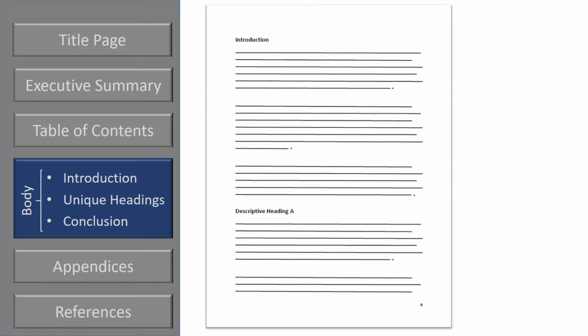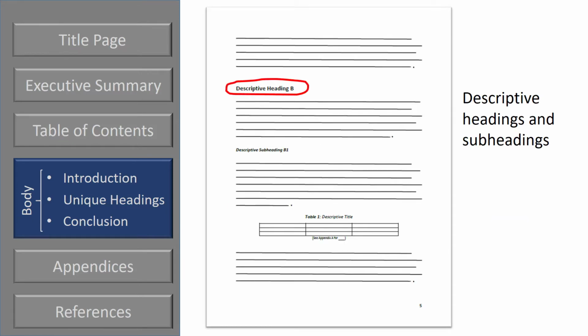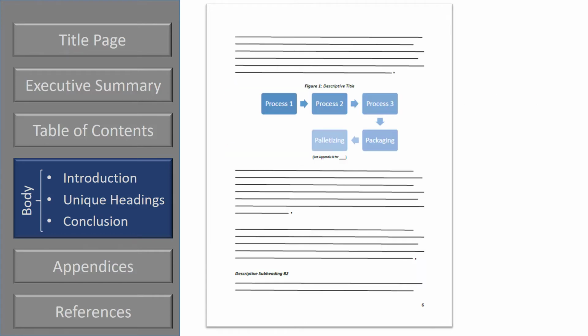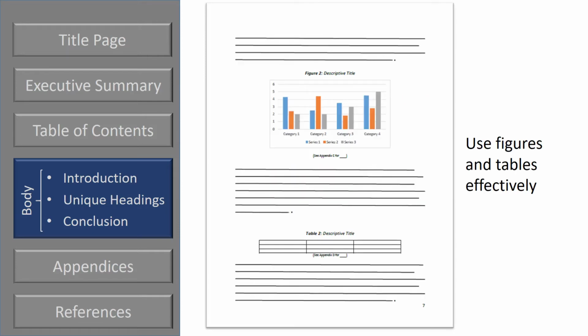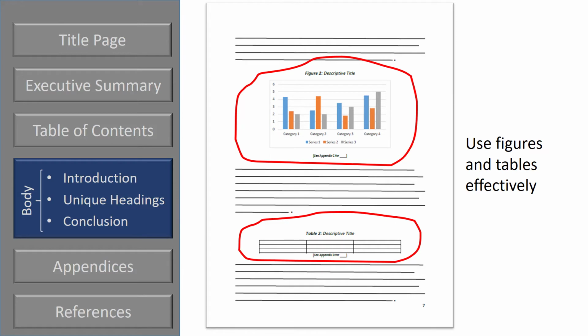After the introduction, the next sections of your report will depend on your topic. You will have descriptive headings and subheadings. You will have tables, and you will have figures. You need to figure out how to use figures and tables effectively. To persuade me, you need to present evidence. Figures and tables are useful for this, allowing you to summarize complex data in a simple way.